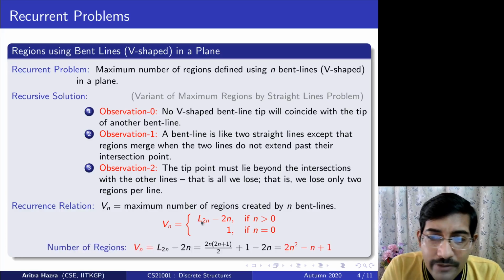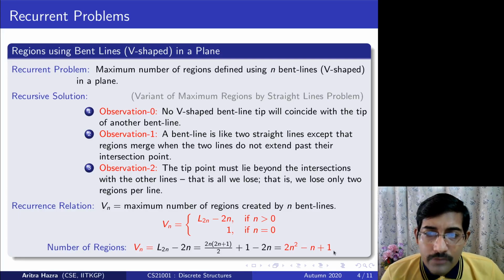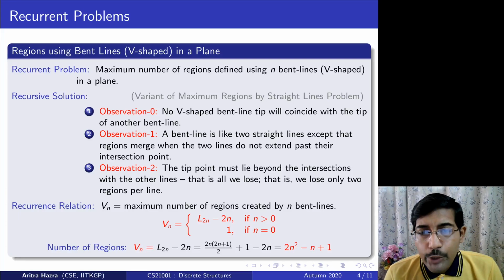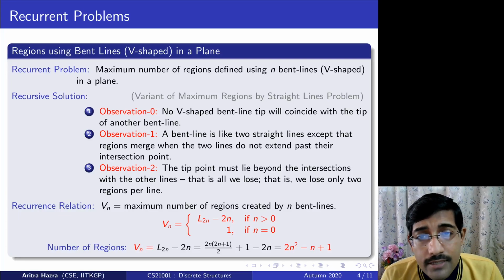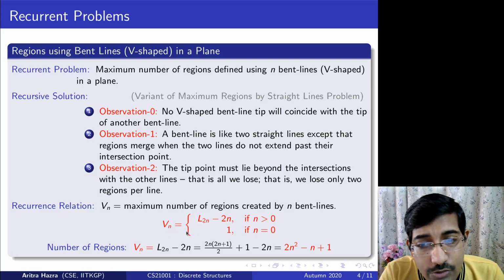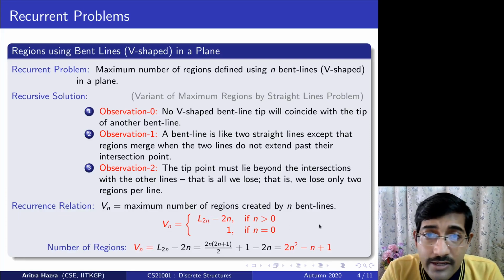So we can solve it because we know the closed form of this, which is n into n plus 1 by 2. This is 2n into 2n plus 1 by 2, plus 1, minus 2n. So it gives 2n square minus n plus 1. So see, the lesson to be taken here is that it may not always be the case that you need to devise the recurrence relation in terms of itself, but a recurrence relation can also be with some other recurrence as well. So it could also take help from some other function which is a recurrence function. Then also this relation is a recurrence relation.